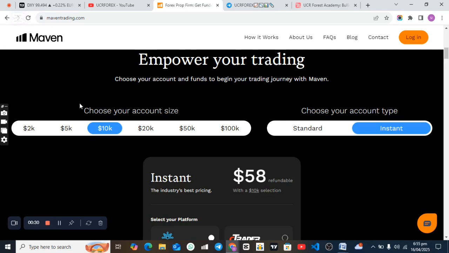It's not like the one where you go and buy the account and they tell you that you need to pass the first phase, second phase. No. This one, with at least $19, you can get the smallest account on Maven, which I think is $2,000. So with your $19 you can purchase that account. And when you trade, if you make profit, you will withdraw. So that is the recent update on Maven.